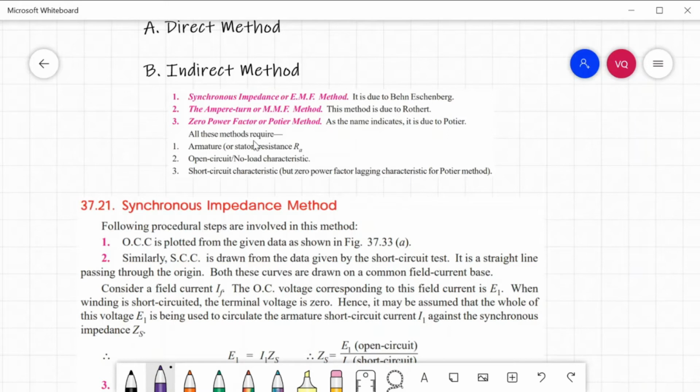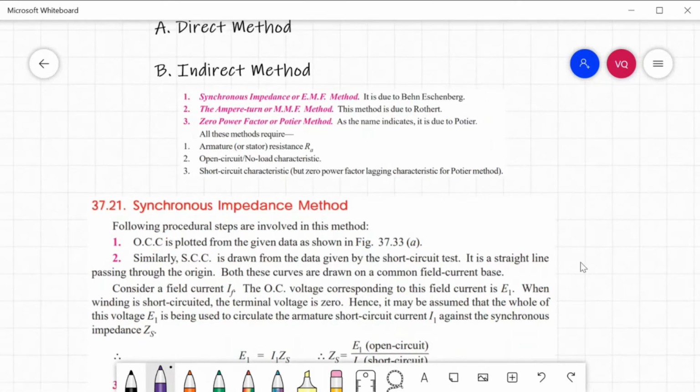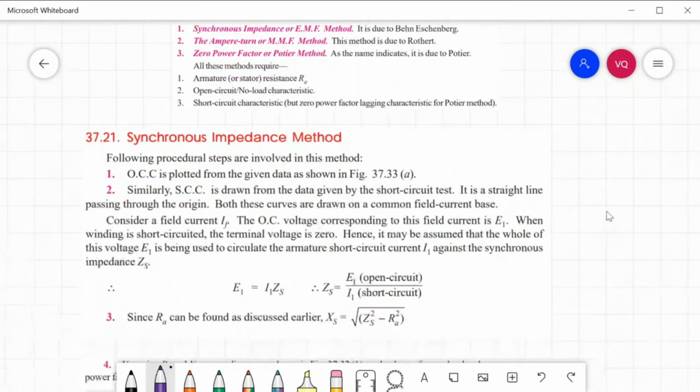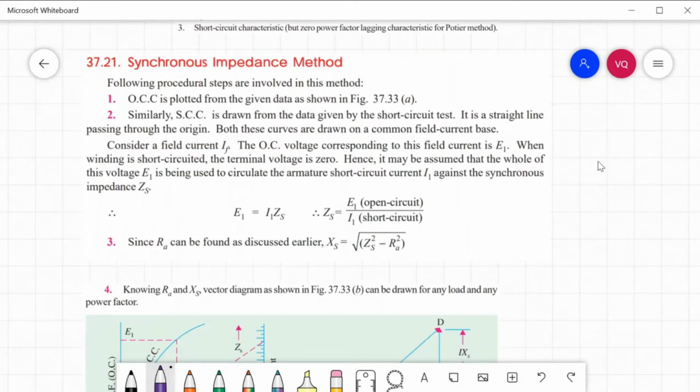So all these methods require the armature resistance RA, the open circuit or no load characteristic, and the short circuit characteristic. But the zero power factor lagging characteristic is for the Pottier method. First, we will discuss the synchronous impedance. It is one way to solve the voltage regulation of an alternator. The following procedural steps are involved in this method.